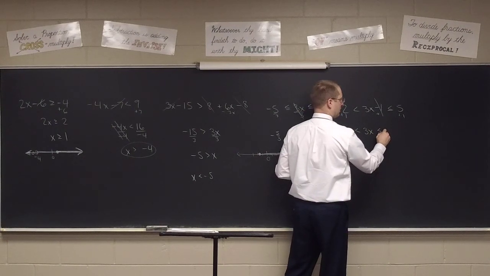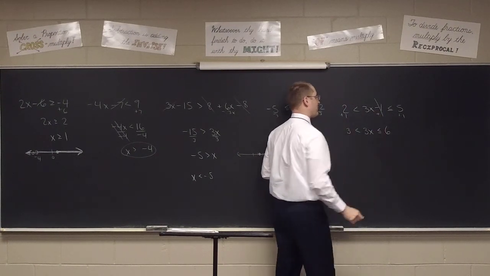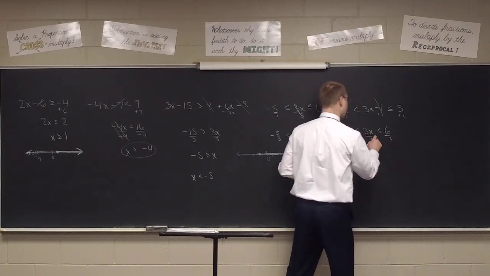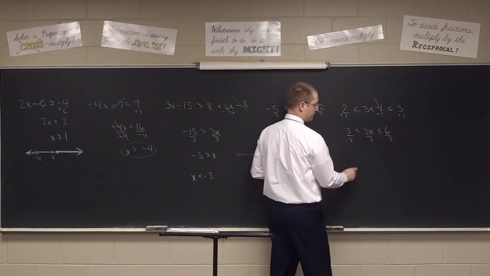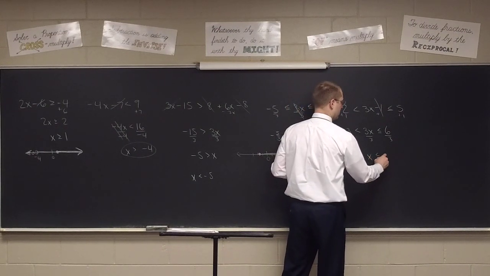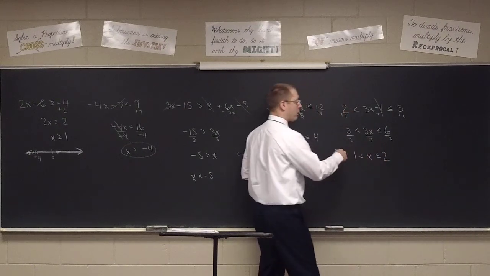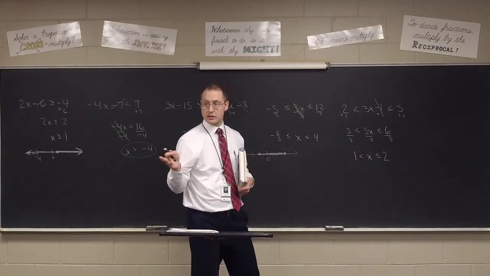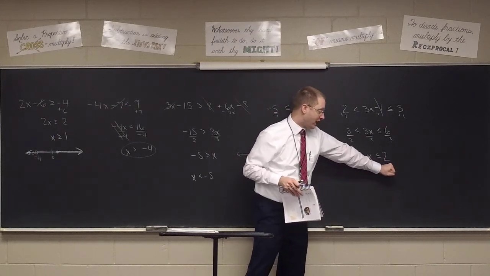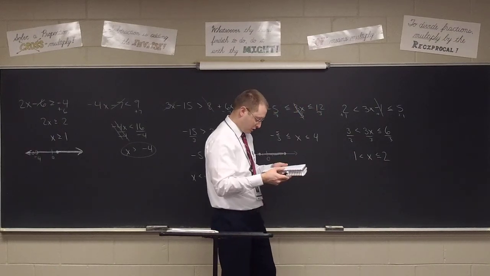Less than or equal to 6. There we go. And then we need to divide everything by the 3. And that gives us 1 is less than... And this would be what kind of compound inequality, class? Mixed, because we're going to have an open circle at the 1, but a closed dot at the 2, and we're going to shade everything in between.